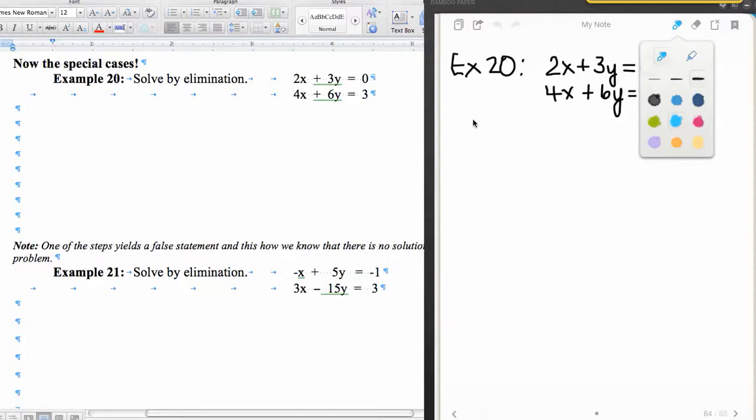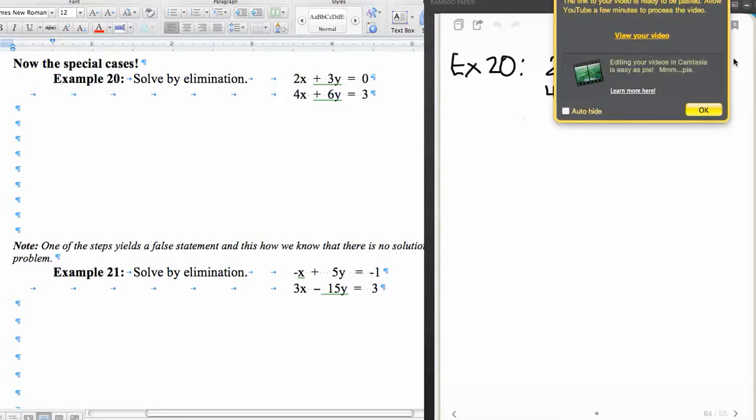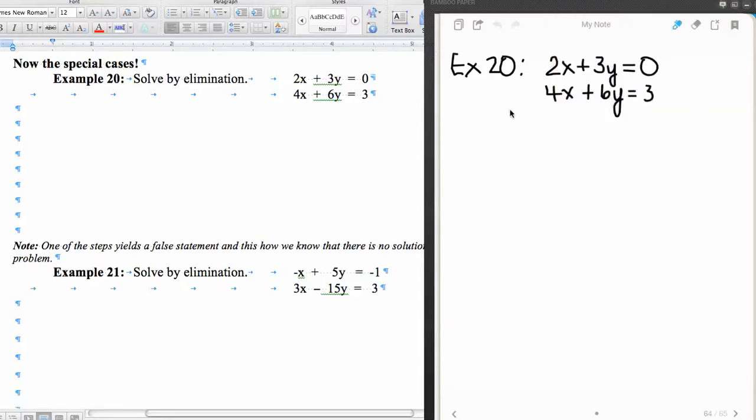All right, this continues section 6.3. We're going to see our special cases, the inconsistent system and the dependent system. So our first system here, we're going to focus on the x's, or at least I am. And so my first step is, in this case, to make equal but opposite, since they're already in the same form.